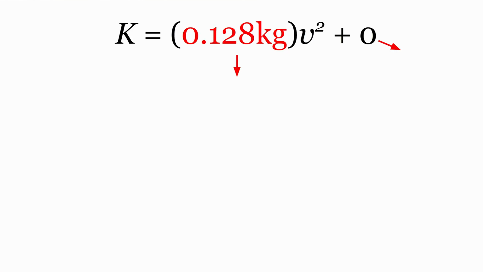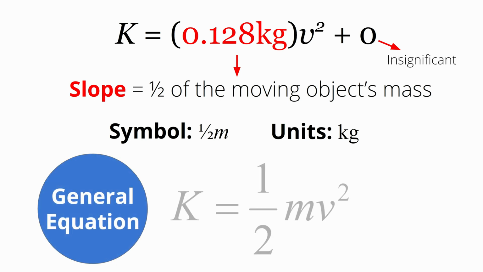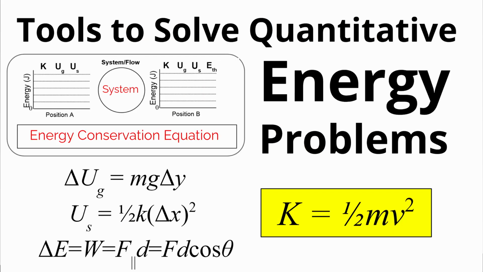After the students reach a consensus about the meaning of the slope and the significance of the y-intercept, you can write the general equation on the board. The general equation shows the relationship between an object's kinetic energy, mass, and its velocity. With this equation, students now have all the quantitative tools they need to complete introductory energy conservation problems.